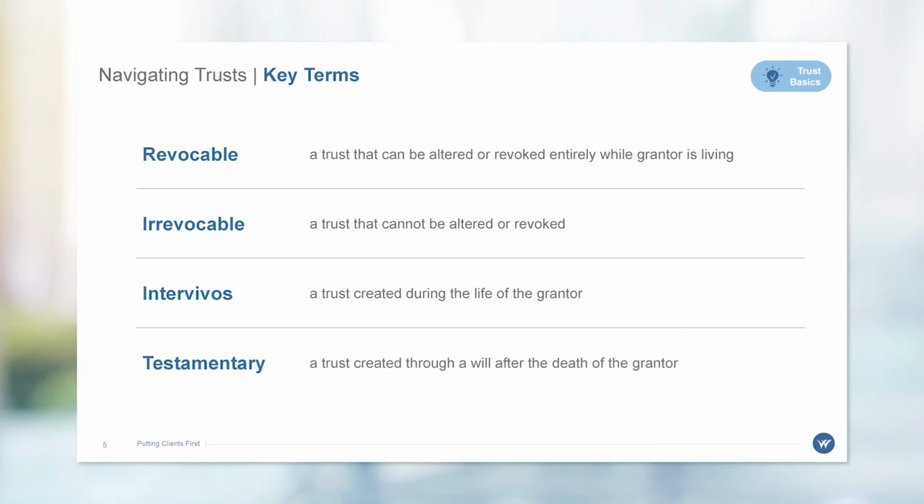Anytime you're working with a trust, there are some common terms that you'll come across. First, is the trust revocable or is it irrevocable? A revocable trust is a trust that can be altered or changed while the grantor is living, whereas an irrevocable trust cannot. Also, a trust can be established during life, which is referred to as inter vivos, or through a will at the death of the grantor, which is called testamentary.